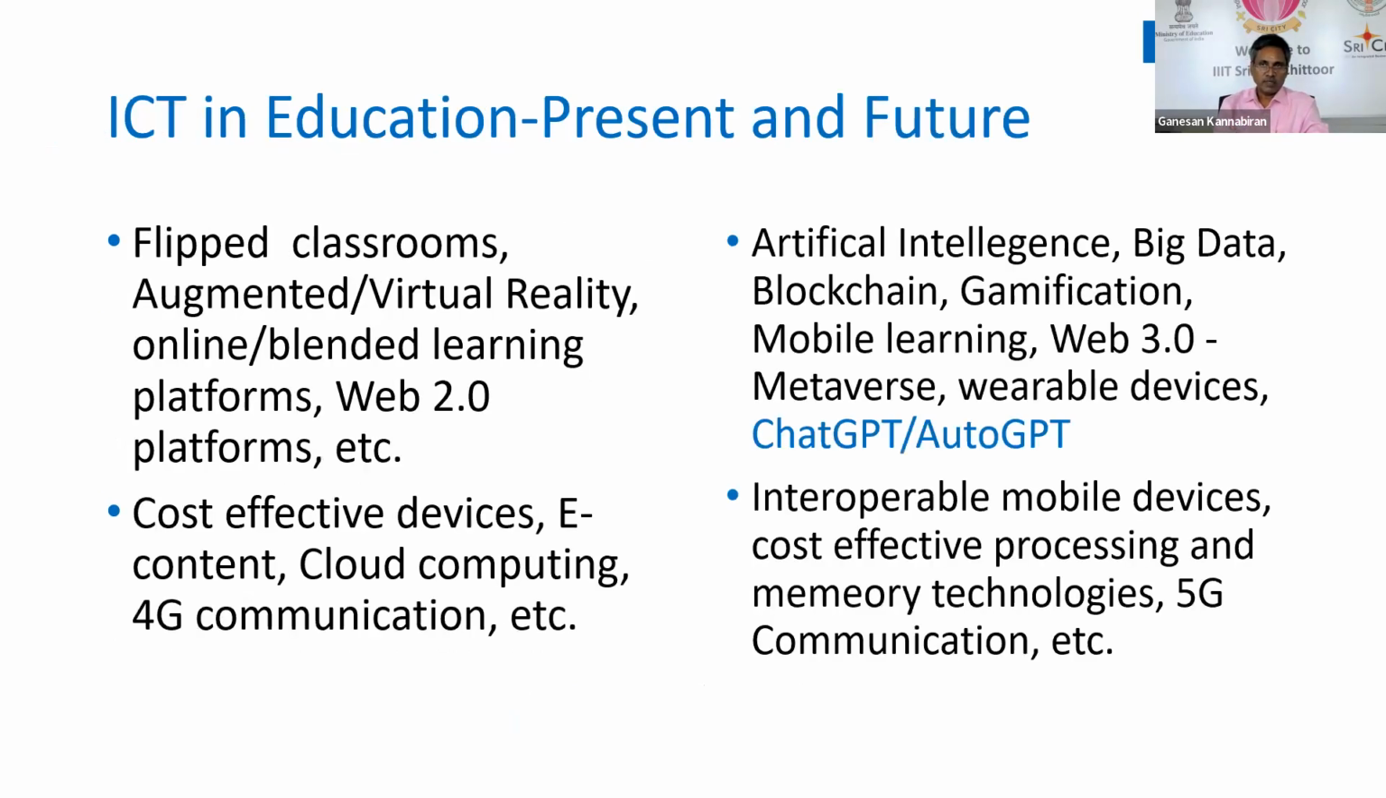So normally we look at a bunch of students learning science and maths, and a bunch of students learning arts and related social science subjects. Now this is getting linked today in the teaching-learning context. We move on to ICT in education, present and future. On the left side, I have put some of those trends in today's context.